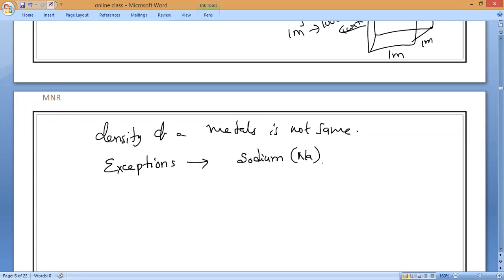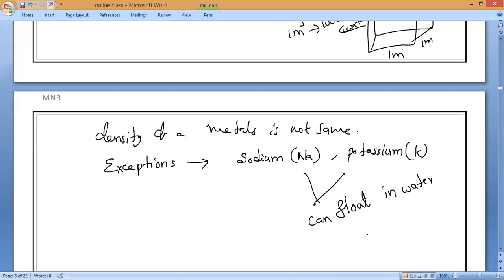Sodium, you know, its density is less than water. Sodium and potassium can float on the surface of water. Understand, everybody? If you take water, sodium will float on the surface, so is it more dense or less dense than water? Less dense.